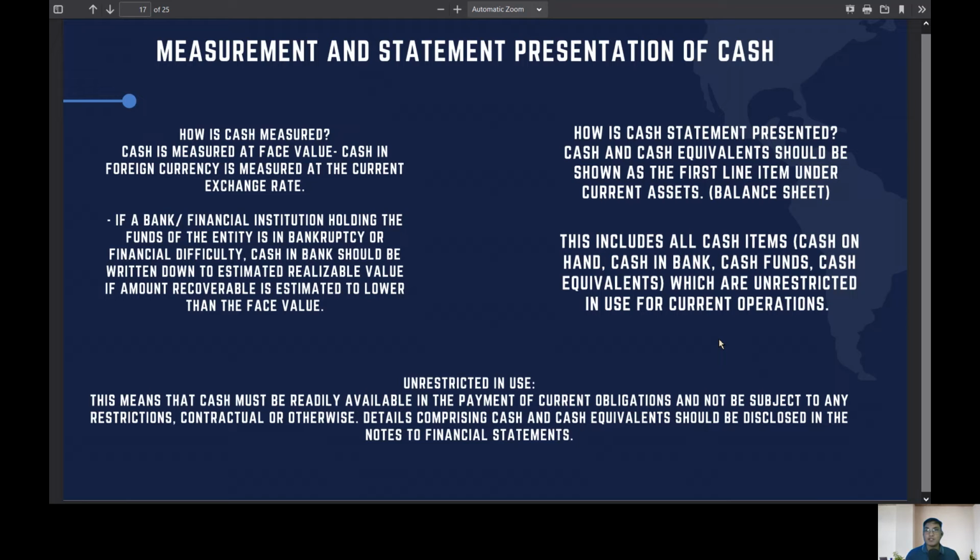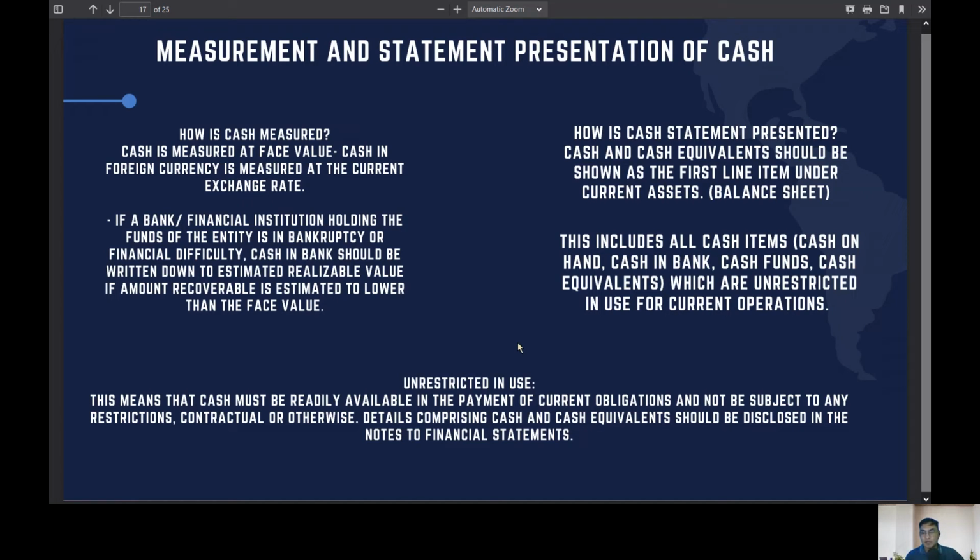Cash and cash equivalents should be shown as the first line item under current assets in the balance sheet. This includes all cash items, yung sinabi ko kanina na may tatlong category: cash on hand, cash in bank, cash funds, cash equivalents, sama na din natin, which are unrestricted in current use for current operations. By unrestricted in use, we mean that cash must be readily available for the payment of current obligations and not be subject to any restrictions, contractual or otherwise.